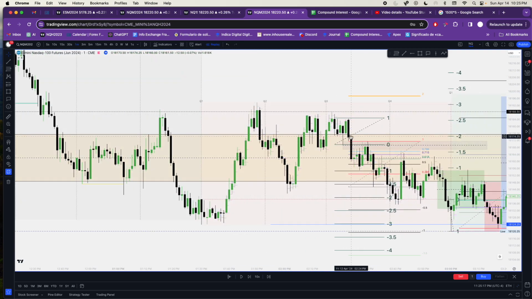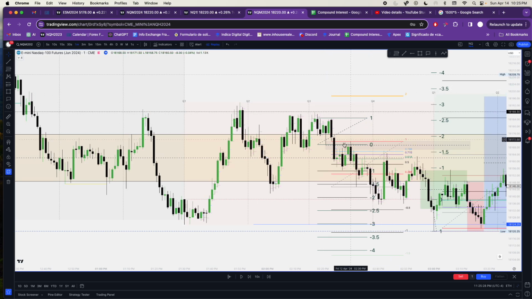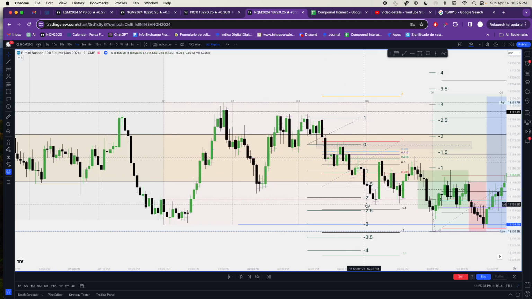Going through this. So we have a change in state of delivery here on the 1 as well as on the 5. Market structure shift here. SMTs with ES up here. Measure from here to here, all the way down here is 3.5. This is our manipulation leg on the lower time frame. And that's what we go to.